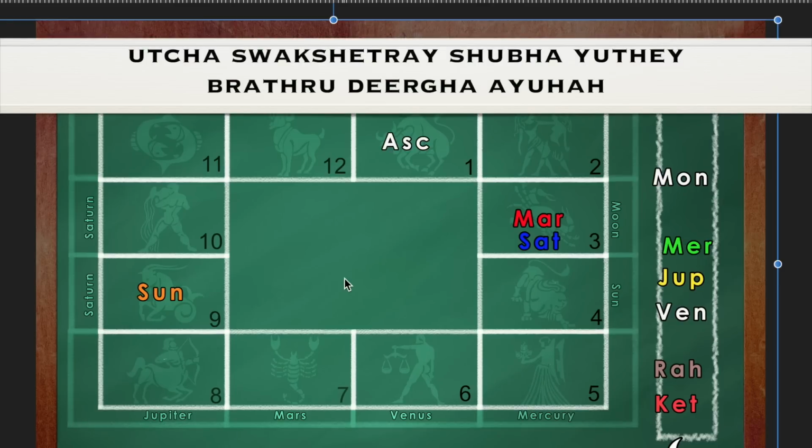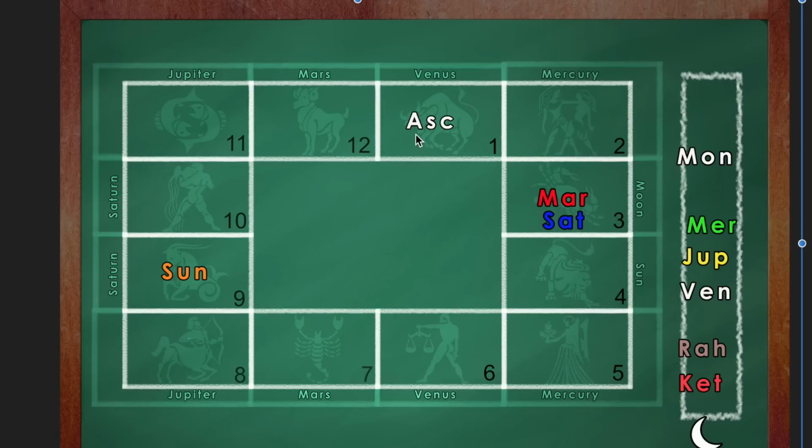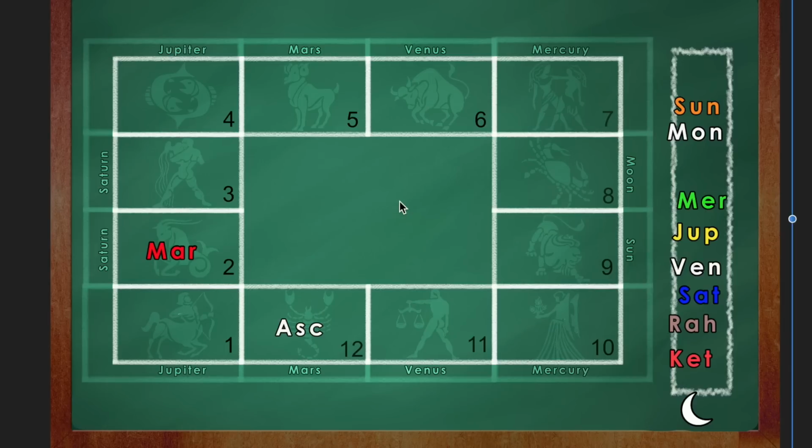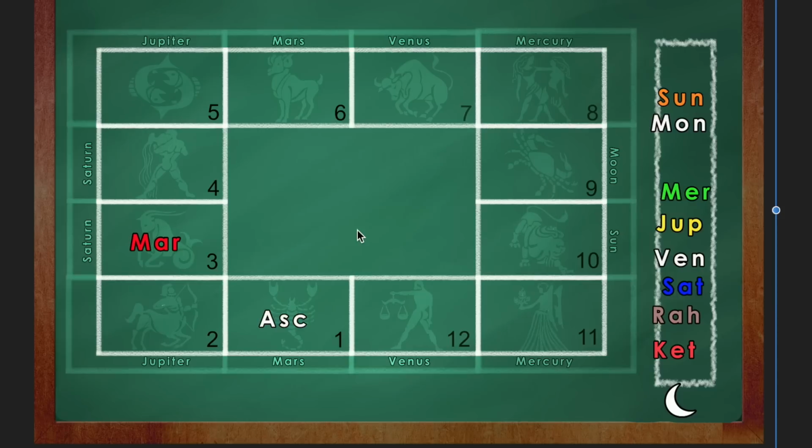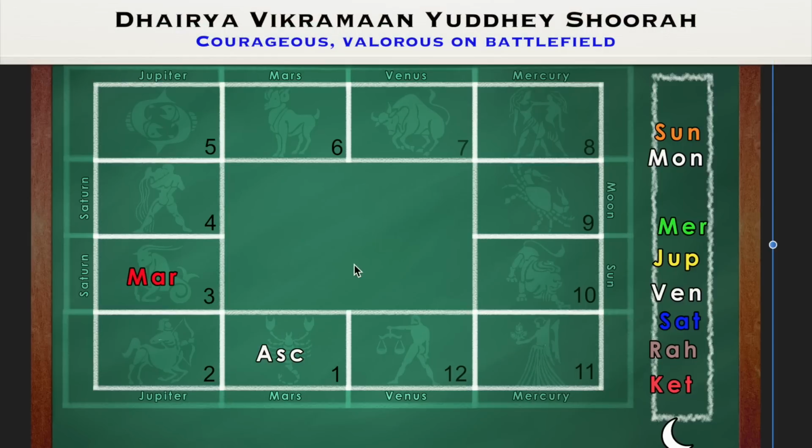Uccha Swakshetre Shubhayute Bratra Dirghayuha. Now he completely gives a different kind of information. So here's a situation of Mars being in the third house, and this is a situation where Mars is in exaltation. Here he says the brothers will be long lived, and the native will be patient, courageous. He will prove very valorous in the battlefield, and that's the reason why in the ancient times, the commander in chief of the armies were always selected based on this combination. If Mars was very strong in the chart, especially like this, Uccha Swakshetre Shubhayute Bratra Dirghayuha Dhairya Vikramavan.